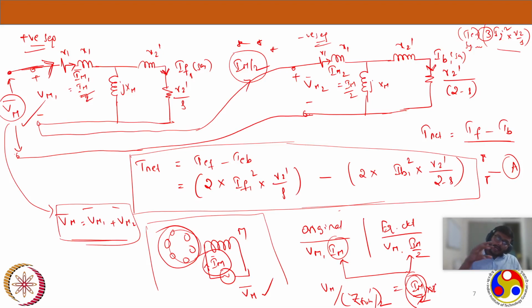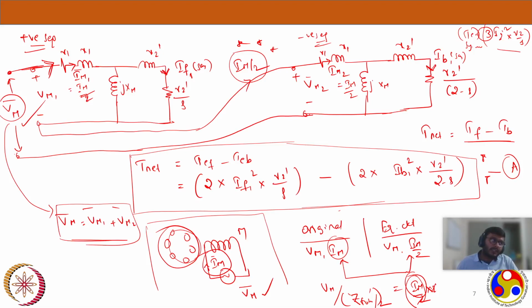To enable that, we assume there is a fictitious auxiliary winding, and we treat it as a two-phase system. If we have a two-phase unbalanced system, we can easily break it down into sequence components. Then we proceeded with the analysis and came to a final equivalent circuit, which resembles almost the original circuit, that is VM, IM, and here we have VM, IM by 2.